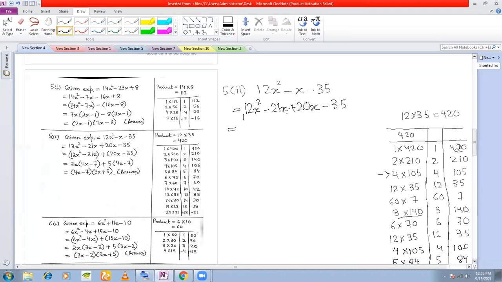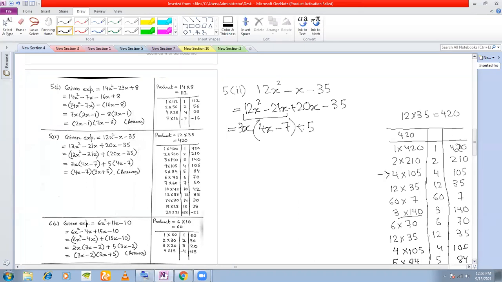Now, these two: what is the HCF of 12x square and 21x? It is 3x. 3x is the HCF of these two. So you divide 12x square by 3x, how much do you get? 4x. Minus, and 21x, if you divide by 3x, how much do you get? 7. So 7. And 20x and 35.